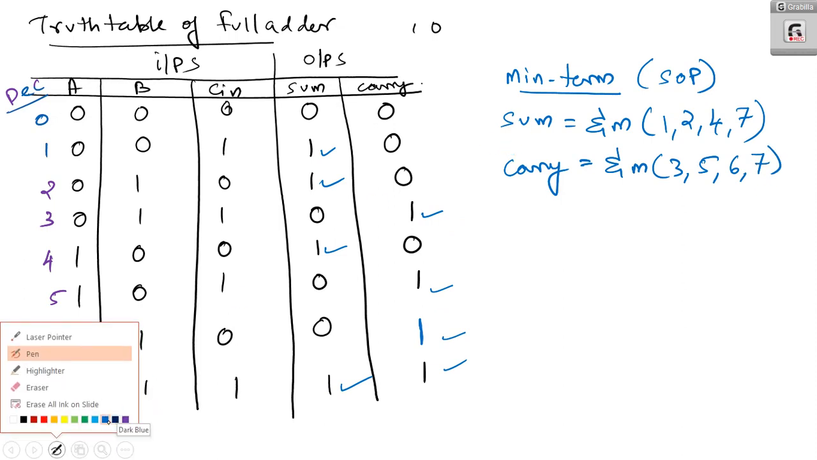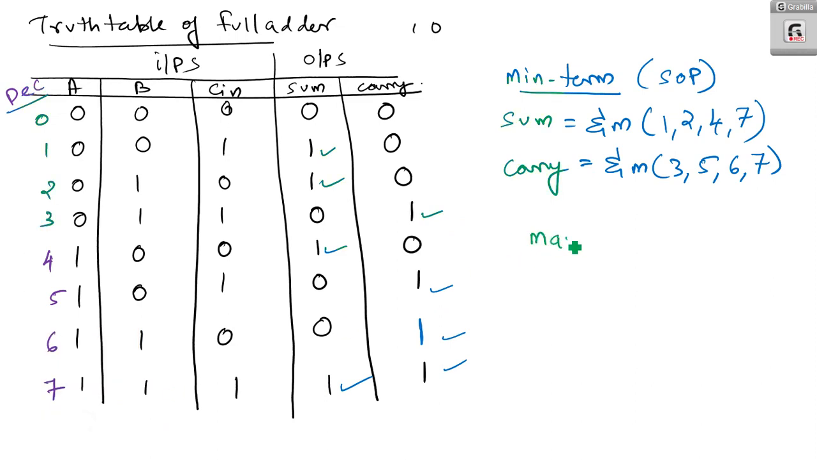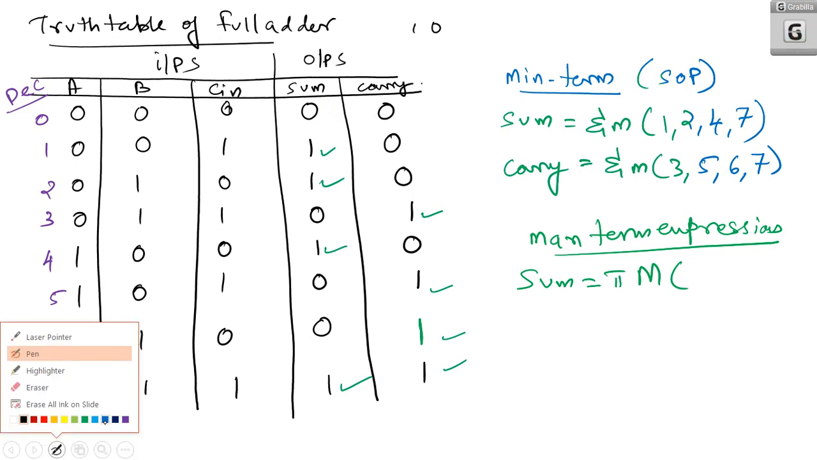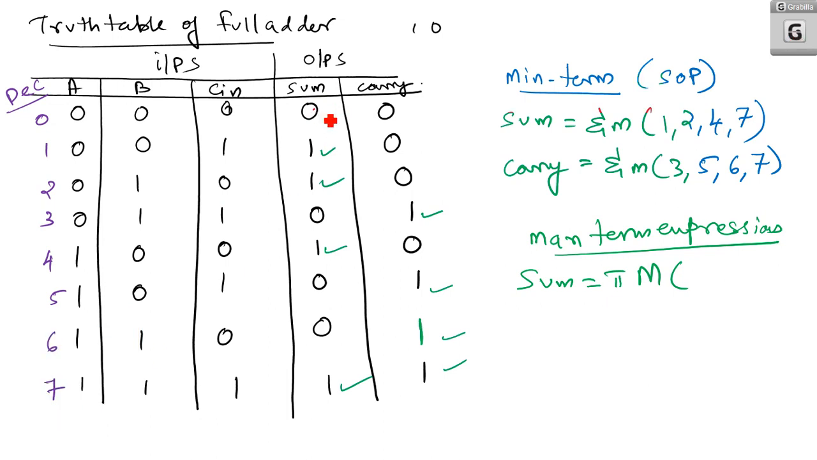Now coming into max term expressions. What is sum? Sum is equal to pi capital M of, where you are getting zeros. Zeros are at 0, 3, 5 and 6. That is where we are getting the sum.